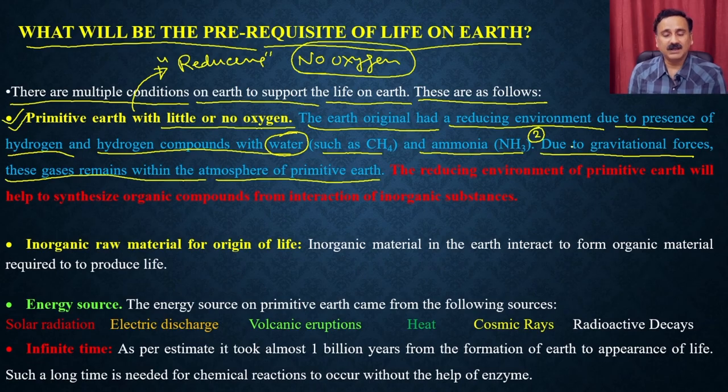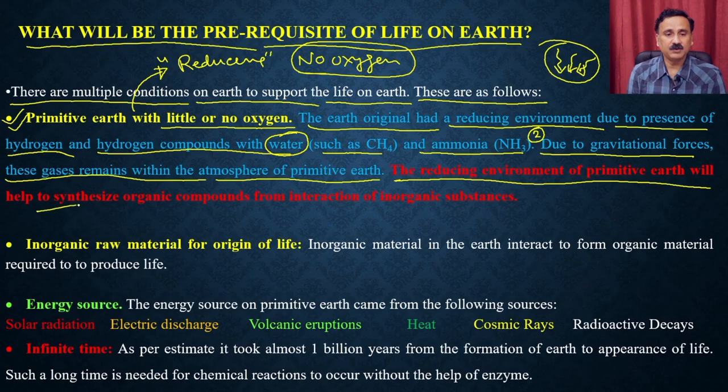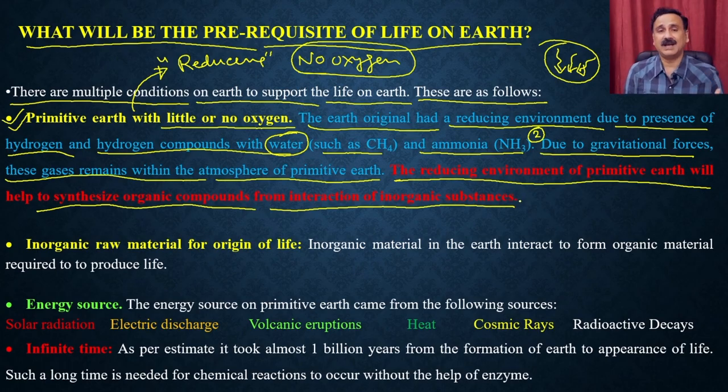Why is there an atmosphere on the earth? Because it has gravitational forces, and because of the gravitational forces, it pulls all these gases, or keeps a pressure on these gases, and because of that, these gases always remain within the atmosphere. And because they remain in the atmosphere, they are able to interact with each other, and that's how they give rise to different types of compounds. So the reducing environment of the primitive earth helps to synthesize organic compounds from the interaction of inorganic substances.